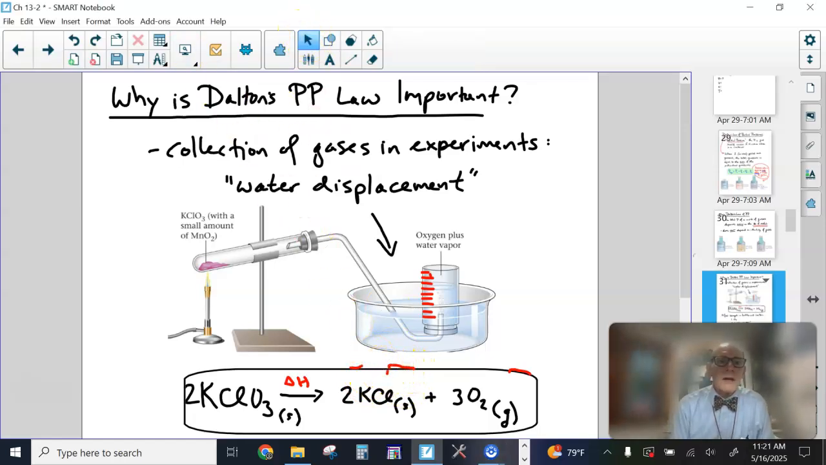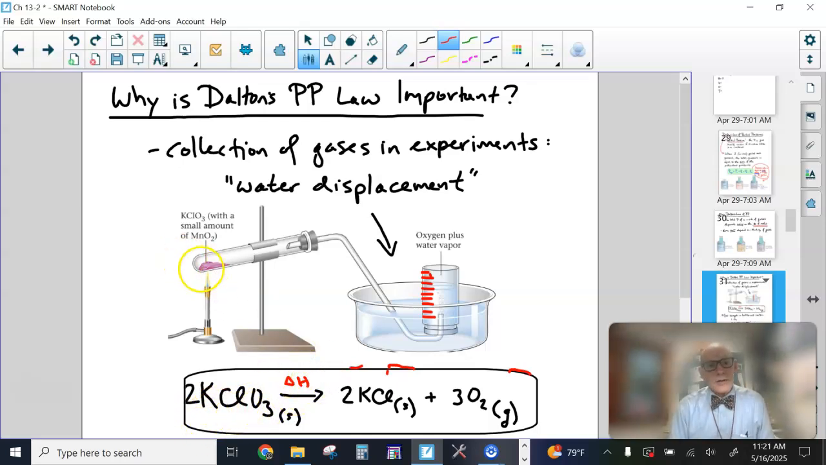Take a look at this decomposition reaction down here. It's potassium chlorate under heat, so that's shown with the Bunsen burner right there. If you heat it up, it'll drive off oxygen gas. The way to collect that, again, is by water displacement. You fill up an inverted graduated cylinder, and then the gas bubbles up, and you can measure a volume of that gas collected.